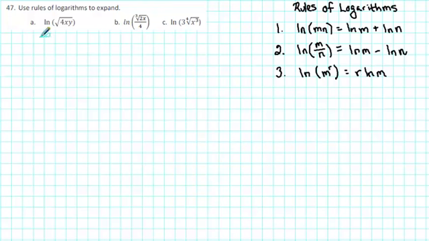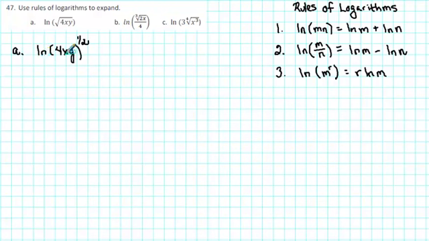So let's take a look at part A. We have the logarithm of the square root of 4xy. Well, we run into a little bit of a stumbling block because none of our rules appear to have a square root in them. However, we can write the square root using a power. We can write the square root as something raised to the 1/2 power. So let's rewrite the square root of 4xy as 4xy raised to the power of 1/2.